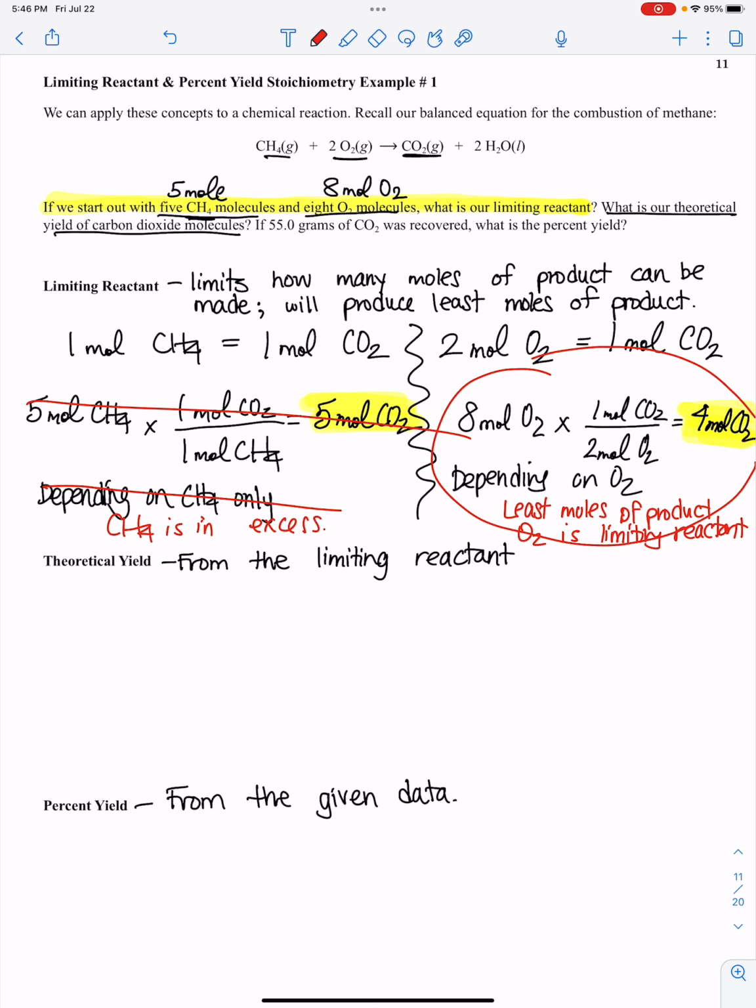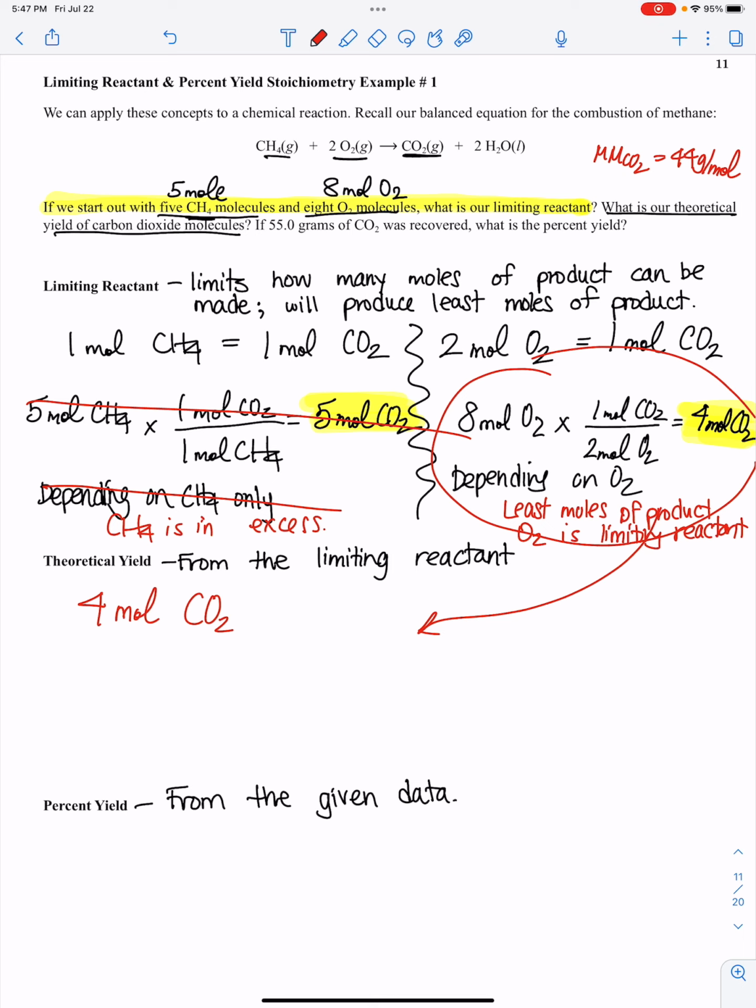My limiting reactant is O2, and I'm going to make 4 moles of CO2. That is my theoretical yield. Now, of course, the molar mass of CO2 is 44 grams per mole. And we've done that in a previous problem.